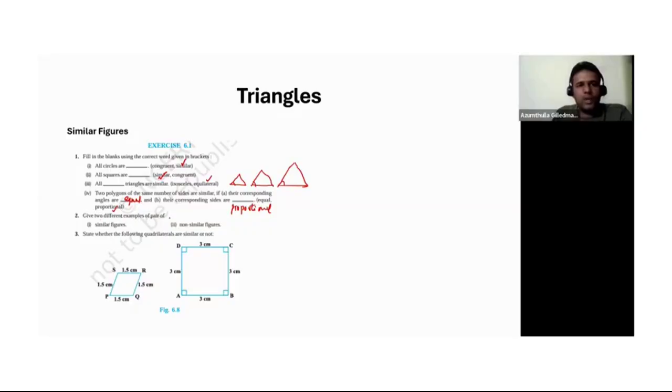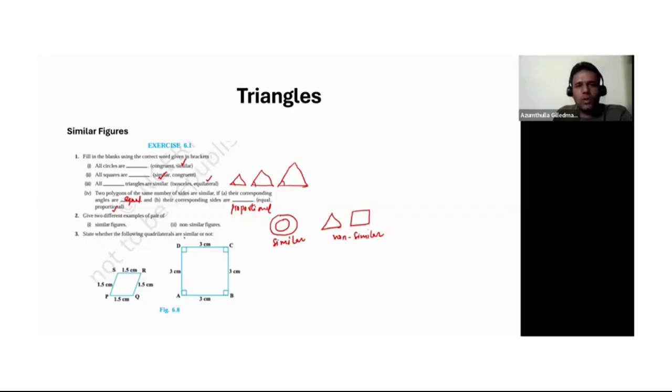Then give two different examples of pairs of similar figures and non-similar figures. You can just draw some circles, right? So one circle and a concentric circle. These two are similar. For non-similar, I can say a triangle and a square. These are non-similar. First of all, these are not of the same shape, right? Here it's a three-sided polygon. This is a four-sided polygon.